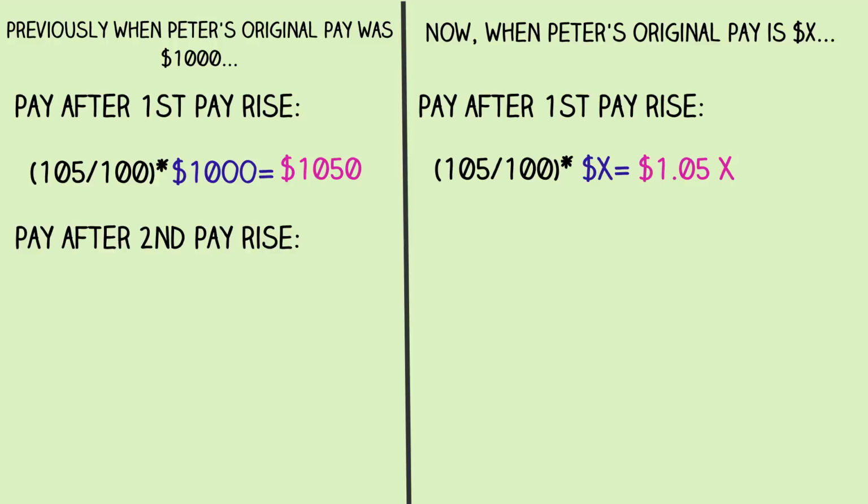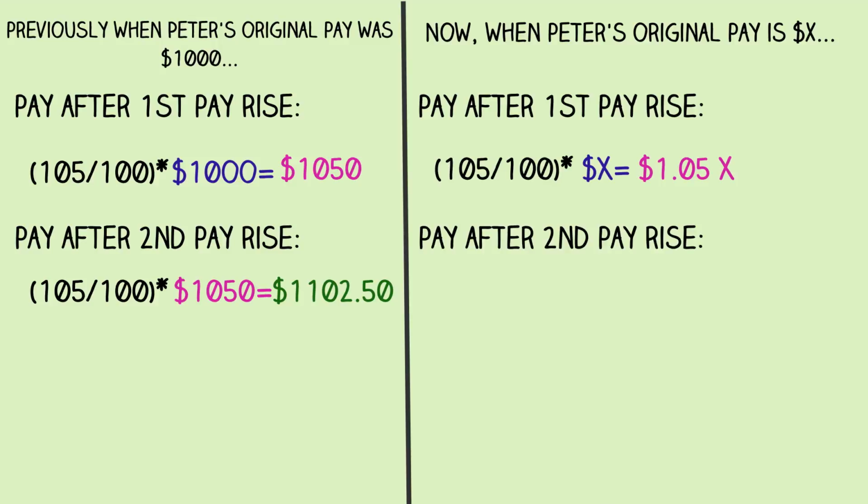In the case where Peter was assigned an original pay of $1,000, to find the pay after the second pay rise of 5%, we did 105% multiplied by the pay after the first pay rise. Similarly, in this case where Peter's original pay is X dollars, we also take 105% times 1.05 X dollars, giving 1.1025 X dollars. This is Peter's pay after the two pay raises.